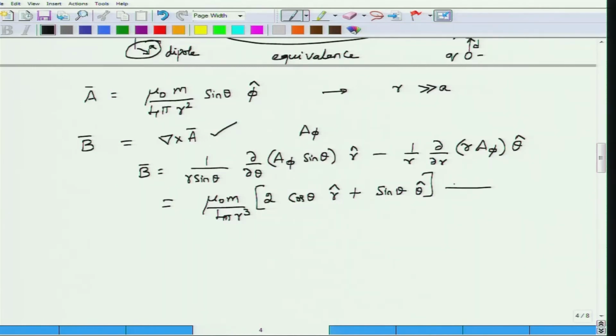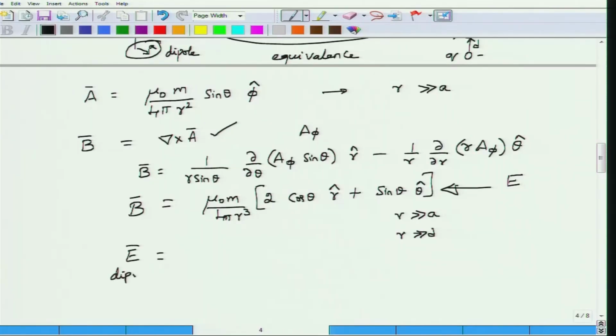This is exactly the same expression that we obtained for the electric field of a dipole, when r is much larger than a, that is, if the observation point is much larger than the loop radius, or equivalently if the observation point was much larger than the dipole length. If you forget about the factors mu 0 here and epsilon 0 that comes in the denominator in the case of the electric field, what you get is essentially the same field, and therefore the field lines around it should be exactly the same. For reference, let me write down the electric field for a dipole.